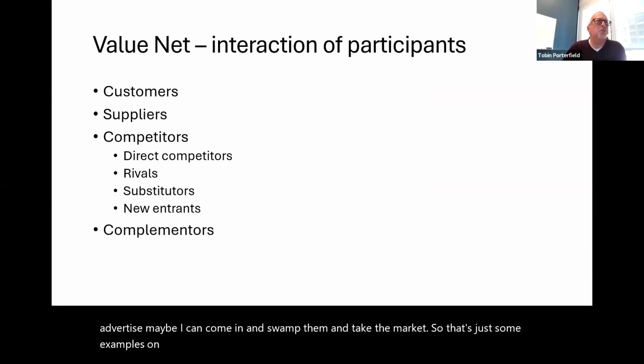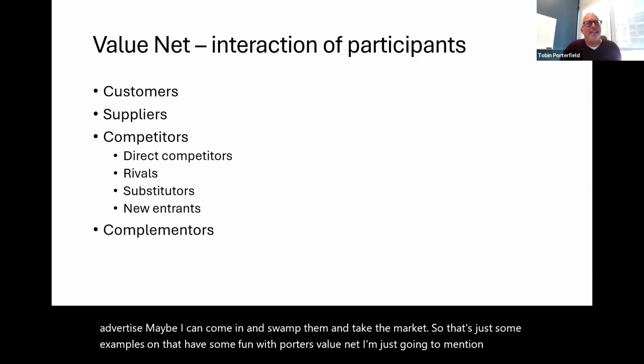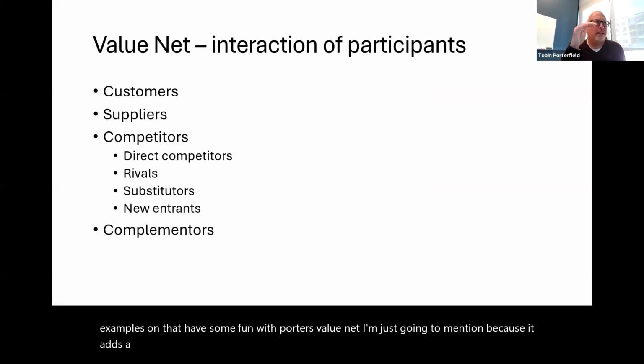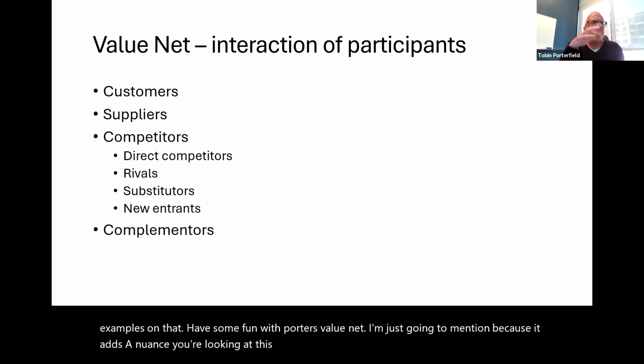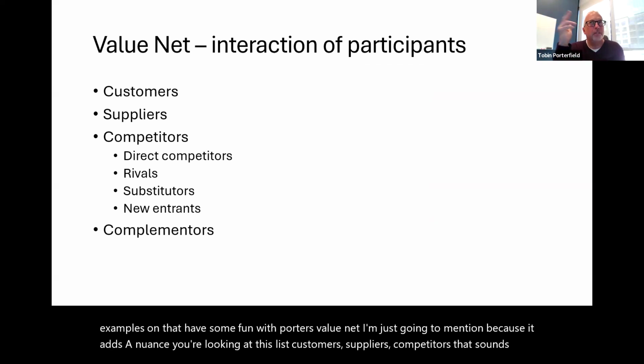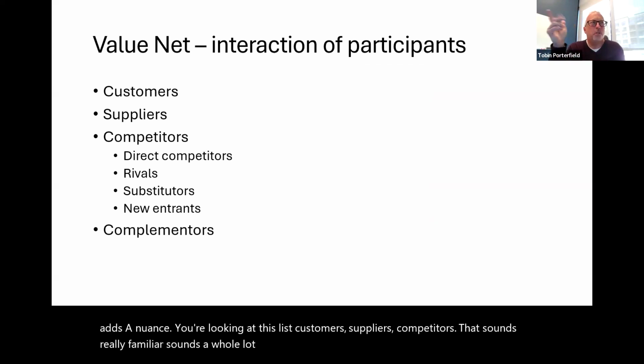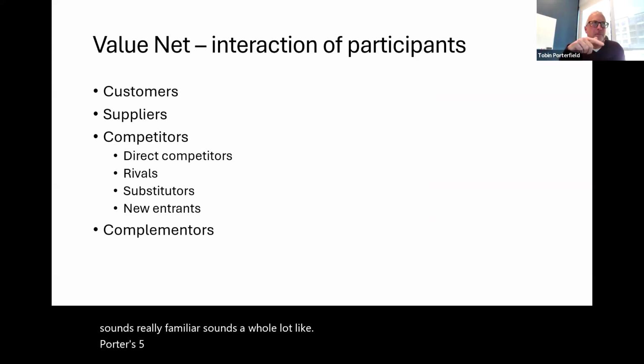You can have some fun with Porter's. ValueNet, I'm just going to mention because it adds a nuance. You're looking at this list: customers, suppliers, competitors. That sounds really familiar. Sounds a whole lot like Porter's Five Forces. But ValueNet throws in complementers, which is a little different perspective. And I encourage you to read that a little more closely.